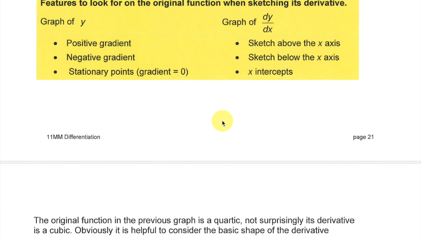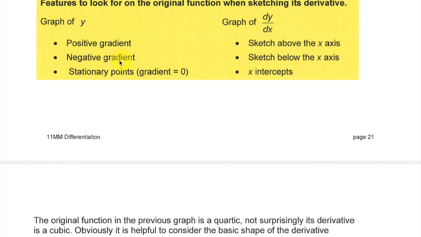So just to summarize what I've been speaking about, we've got the graph of y. These are the key things to take a look at. Positive gradient, negative gradient, stationary points. So the stationary points, the turning points for the original graph, the same x value will be the x-intercepts for the derivative function, the dy/dx.